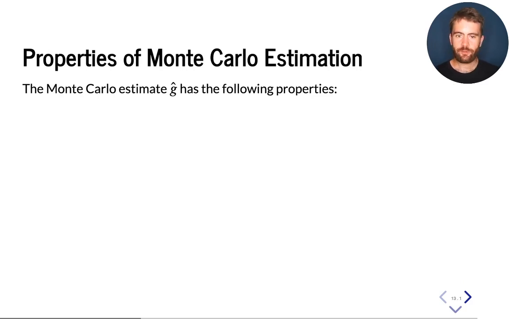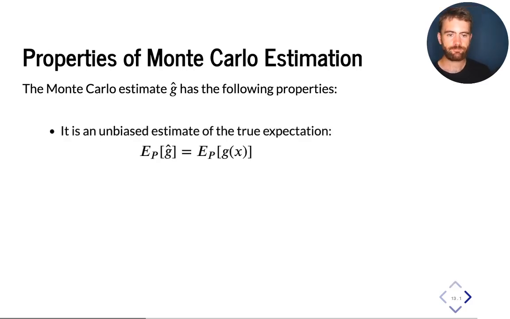Now I want to highlight a few properties of a Monte Carlo estimation. As I mentioned earlier, it's an unbiased estimate of the true expectation. And by this, I mean that as we draw more samples, on average, our Monte Carlo estimate will equal the true value of the expectation. In the earlier example, what this means is that the numbers that I was generating, sometimes it was 84, sometimes it was 82, but their mean was around 83%.